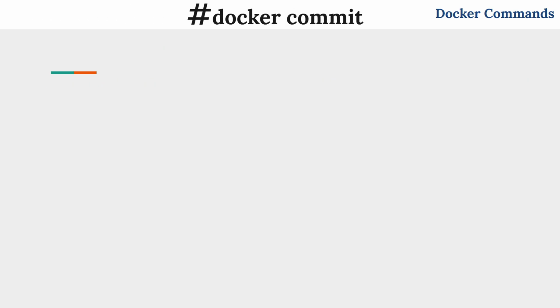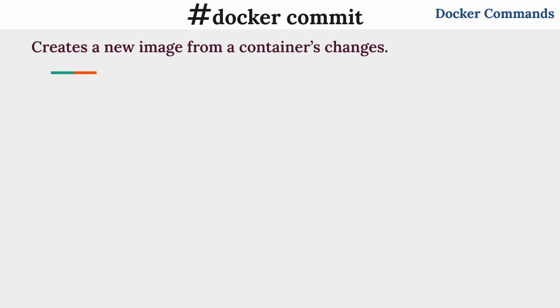Let's see the next command. Next command is docker commit. The docker commit command in Docker is used to create a new image from changes made to a container. This command is useful when you need to save modifications or configurations made within a container into a new image that can be reused or shared. Here's how you can use the docker commit command.